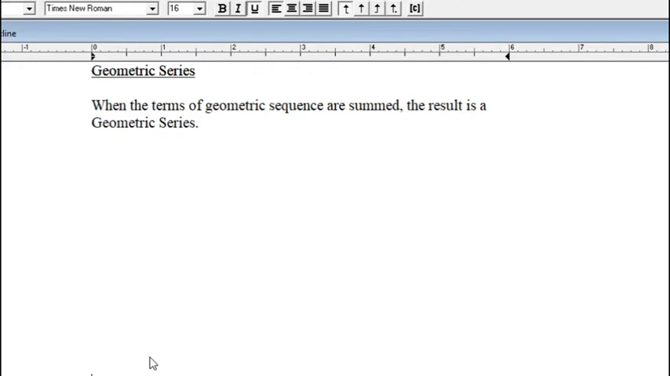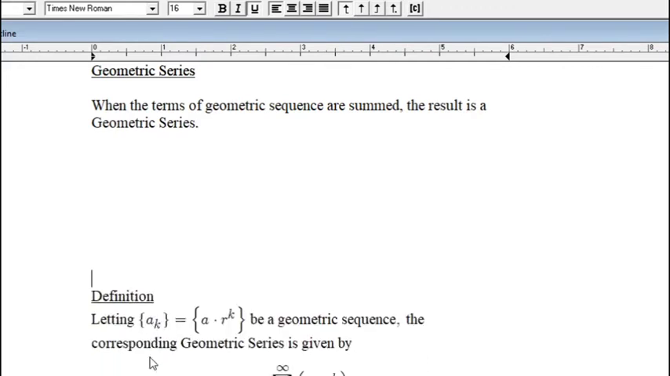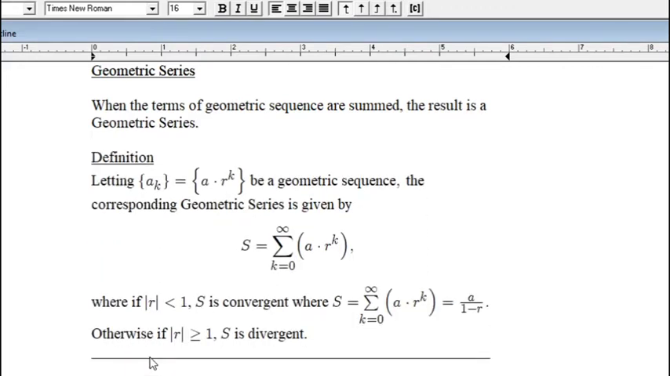If I bring up the definition here, by definition, letting sequence a sub k equal the geometric sequence a times r raised to the kth power, a being what we call the zero term, r being again the common ratio.